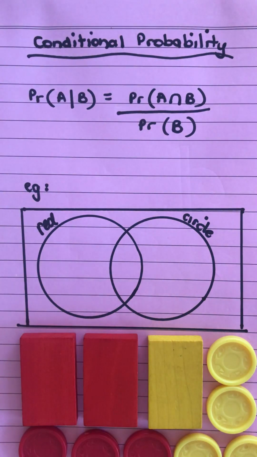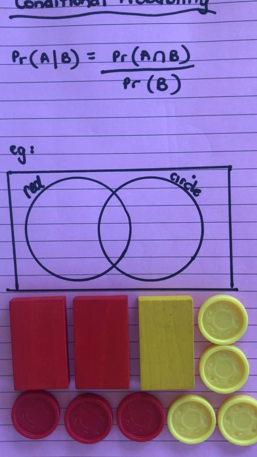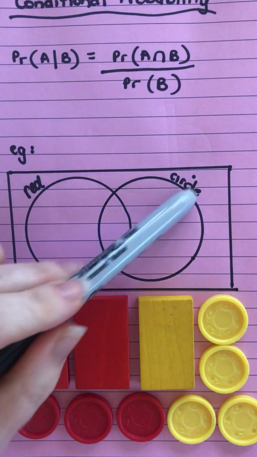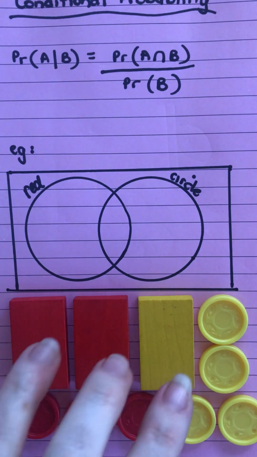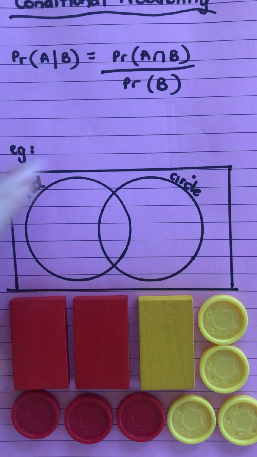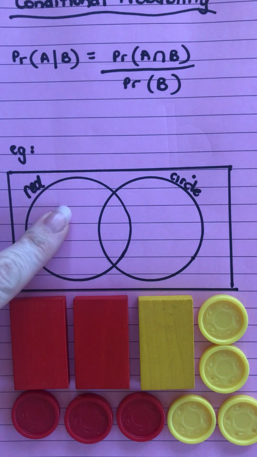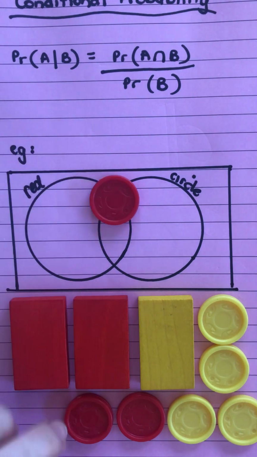Now I wanted to do a bit of a practical example for this. So I'm doing a Venn diagram where I'm sorting these into whether they're red or circle shaped. So looking at my ones down the bottom here, we've got red and we've got yellow, we've got rectangles and we've got circles. So we're going to sort them and put them into these categories here. So we've got things that are red and circle go in the middle. So I might pop them in first, my red circles.